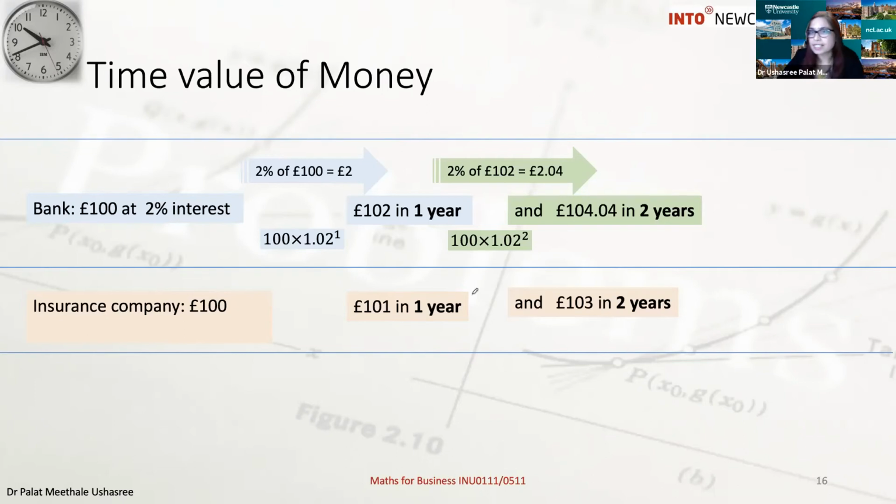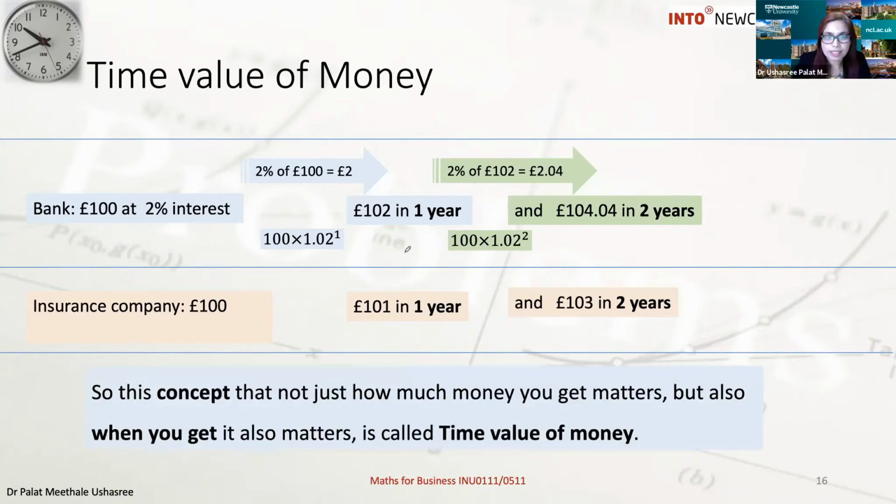So it's just an example, okay? A bank need not give you the right interest, or the better option, all the time. But I'm just taking an example to help you understand the time value of money, okay? So look at that, how beautifully you can see that the bank is doing better here, yeah? So this concept, that not just how much money you get matters, but also when you get it matters, is called time value of money, okay?